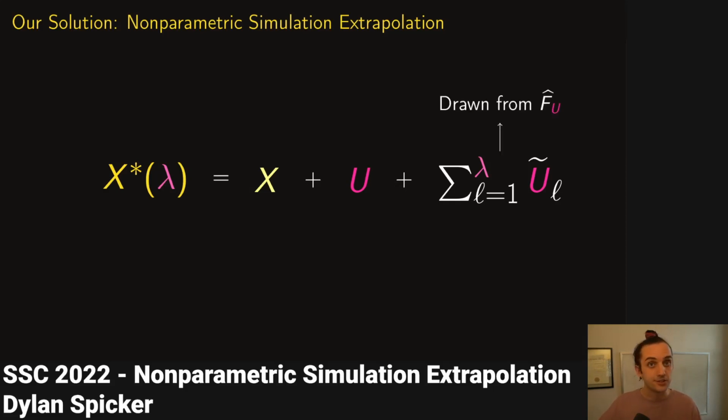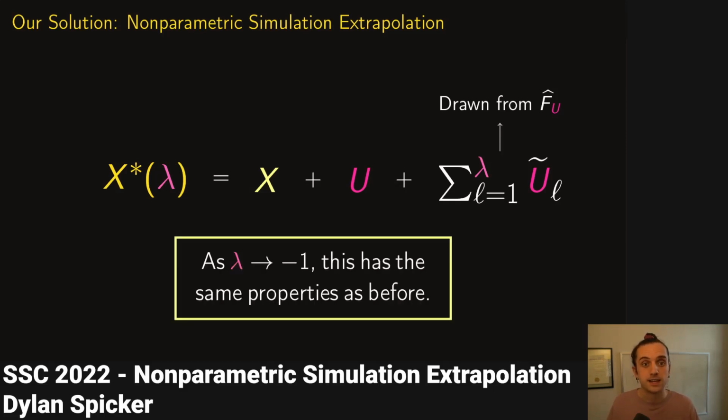So for a grid of integer valued lambda, we sample lambda realizations for every individual from the empirical distribution. These errors are added on in exactly the same way as before to form x star of lambda. Now, we demonstrate that as lambda goes to -1, this procedure has all of the same properties as the standard parametric simulation extrapolation under certain formal regularity conditions. Our procedure can be thought of as analogous to the non-parametric bootstrap, where sampling occurs based on an empirical distribution rather than on some imposed distribution.